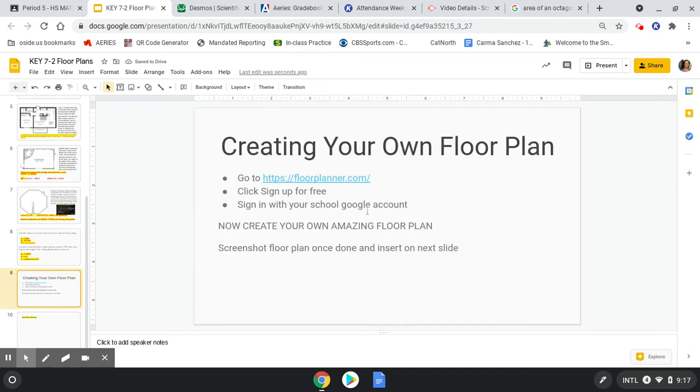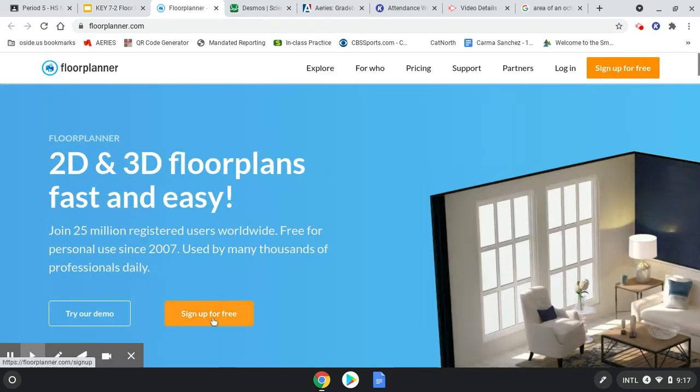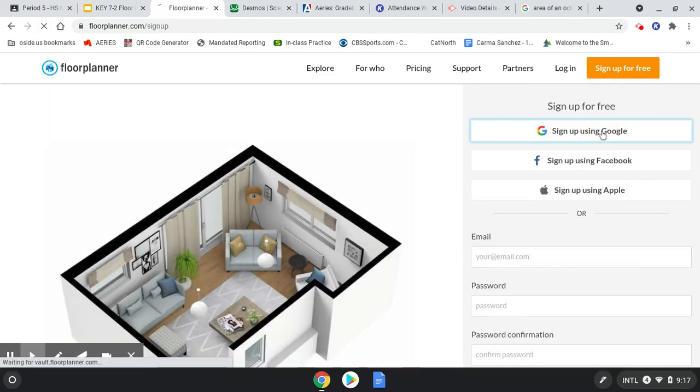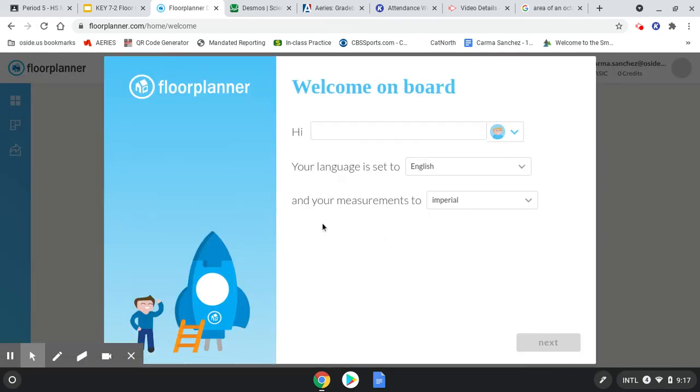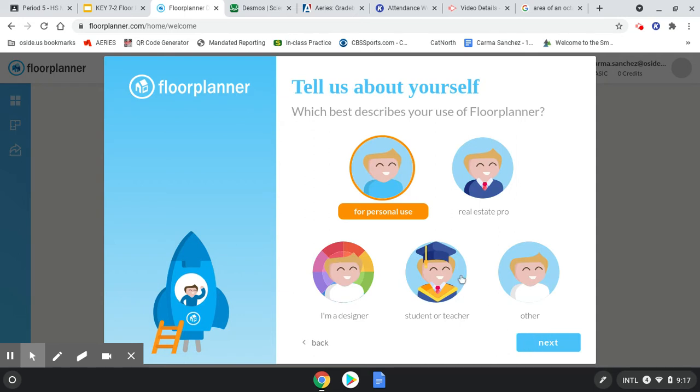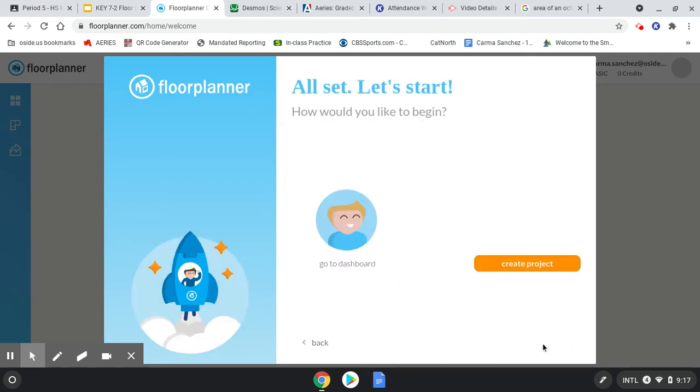we're now to the fun part. We're going to create our own floor plan. Go to floorplanner.com, sign up for free using your Google account. Create your amazing floor plan. Sign up for free. Sign up using Google. And now you're in. Just choose personal use, create a project.